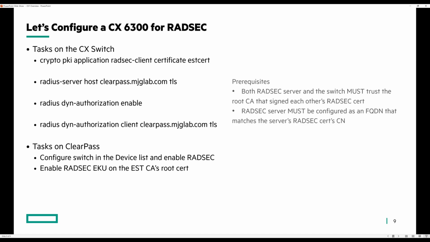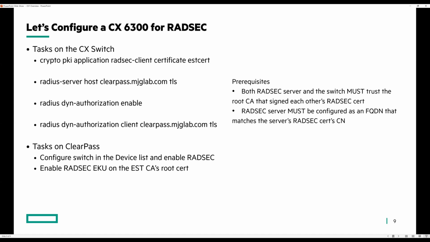Okay. Here's a caveat. There are some prerequisites, and I want to go over this, make sure everybody understands it. For RadSec to work, both the RadSec server and the switch must trust the root CA that signed each other's RadSec cert. Now, we're kind of lucking out a little bit because we used ClearPass as the EST server and the CA for generating those certificates. So ClearPass already has the root CA, in our case, installed in its trust list. So it already trusts the RadSec client's root CA. You just have to enable the RadSec EKU on it. So we kind of have that.